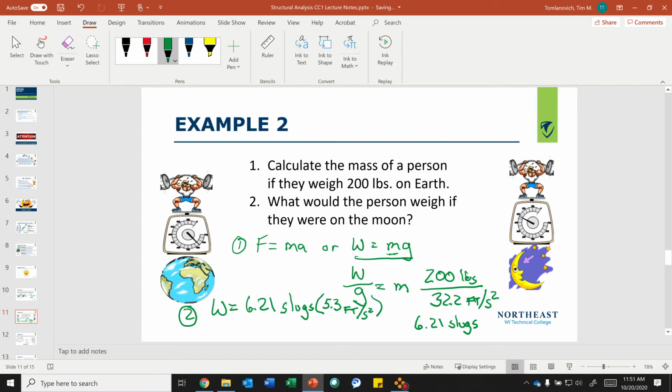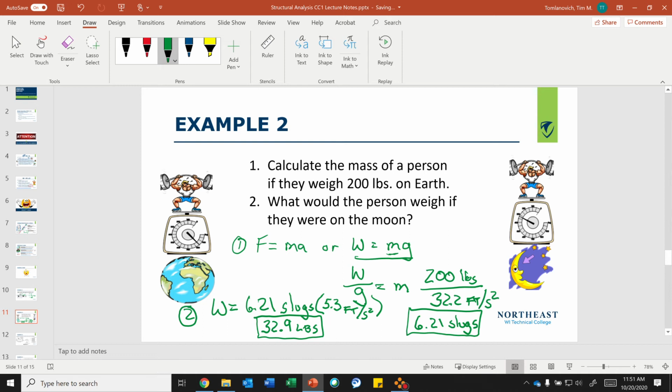6.21 times 5.3, I get 32.9 pounds. So that's how much a 200-pound person weighs on Earth; he weighs 32.9 pounds on the moon. This is the final answer. The mass is 6.21 slugs, and that doesn't matter if you're on the Earth or the moon. So that's example 2.